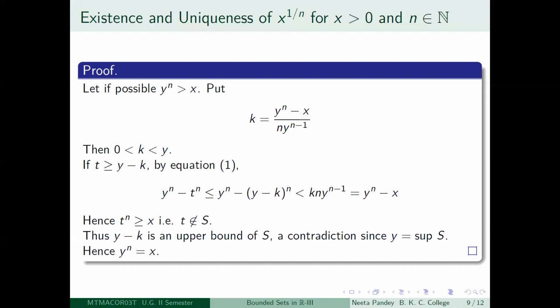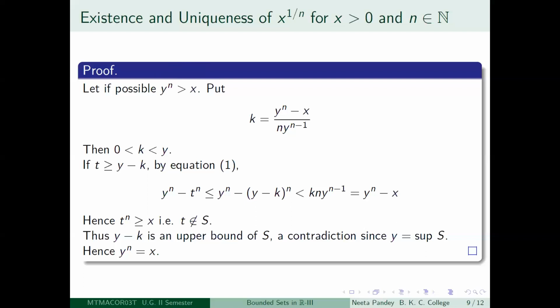But little y was the least upper bound. So anything smaller than that cannot be an upper bound. Y minus k is strictly less than y because k is positive. So this is a contradiction. From where did this contradiction come? It came from the assumption that y to the power n is greater than x. So this is also not true.